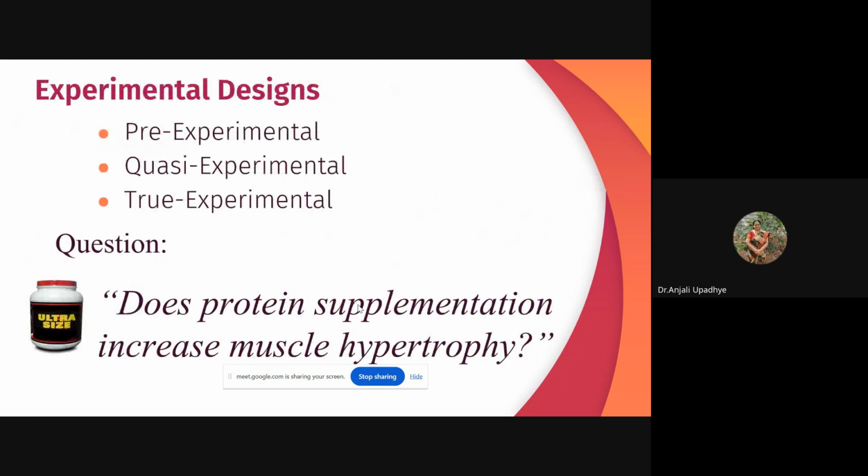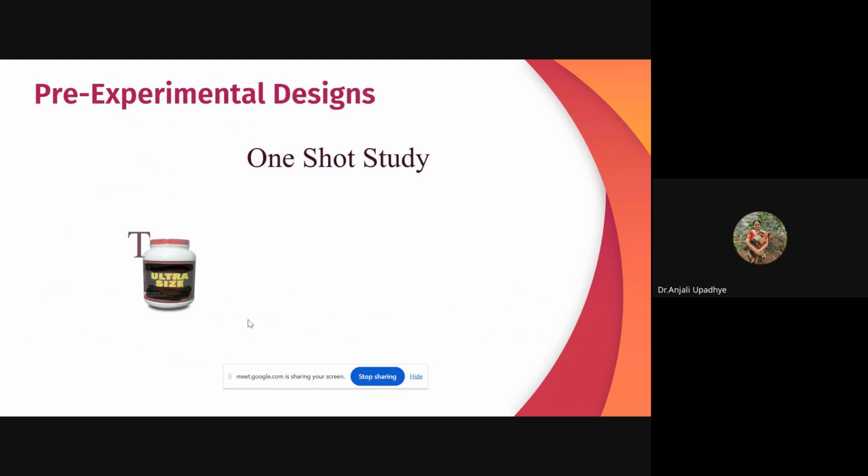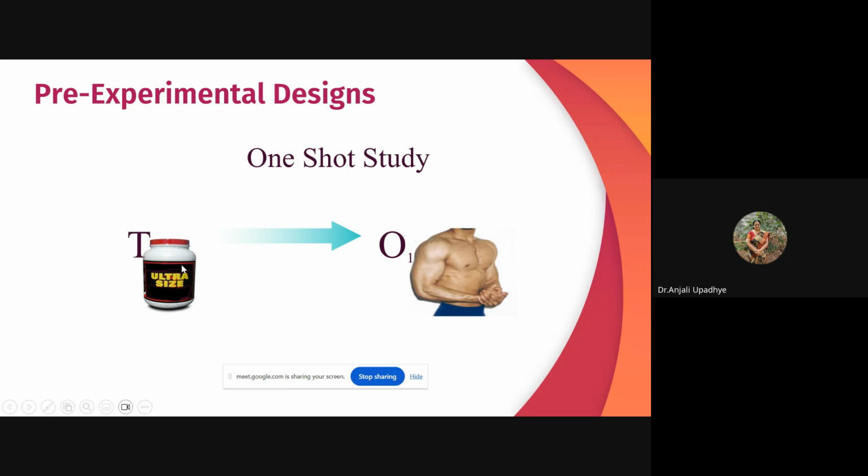So this is a simple explanation of what pre, quasi and true experiments are. A simple question: does protein supplementation increase muscle hypertrophy? If this is a simple question, then a one-shot study. How can we do the one-shot study? We have chosen only one variable, O1. Only O1, one variable is there. Then it is a one-shot study.